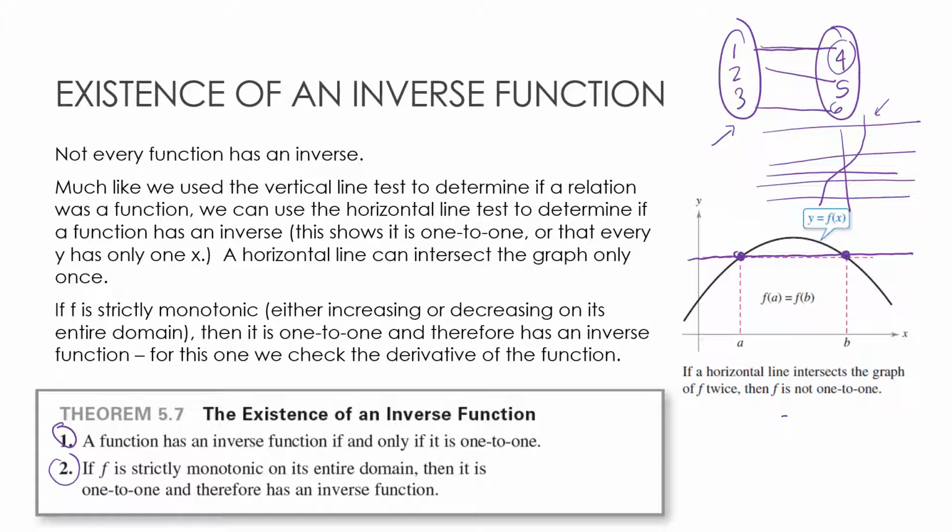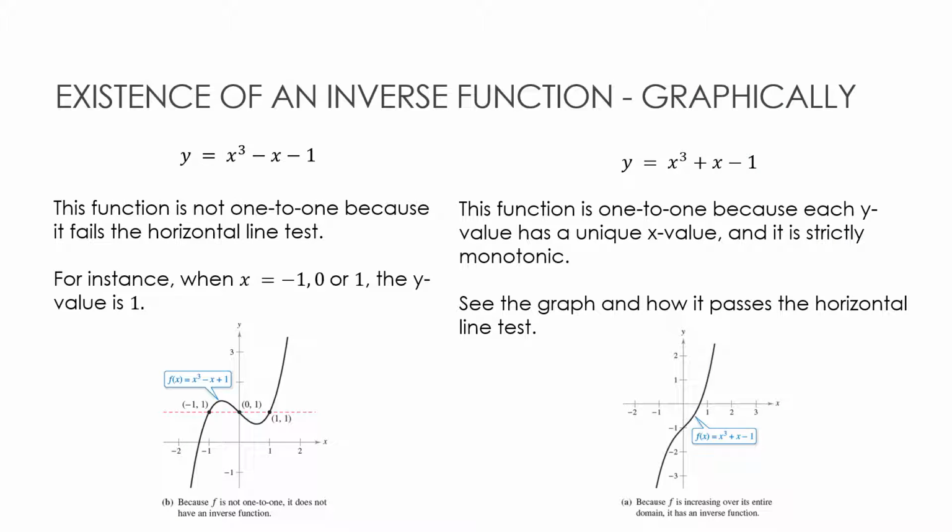If it's strictly monotonic, where monotonic means it's strictly increasing over the entire domain or strictly decreasing over the entire domain, which means it's always increasing or always decreasing, then we know that it has an inverse. So one way to check whether or not a function has an inverse is to simply graph it, which sometimes is the easiest way. If you already have the graph or if you're able to graph it very easily, then it's pretty straightforward.